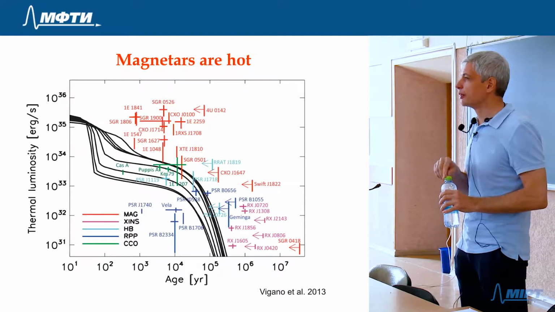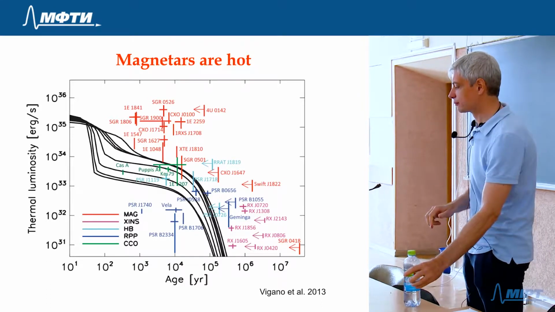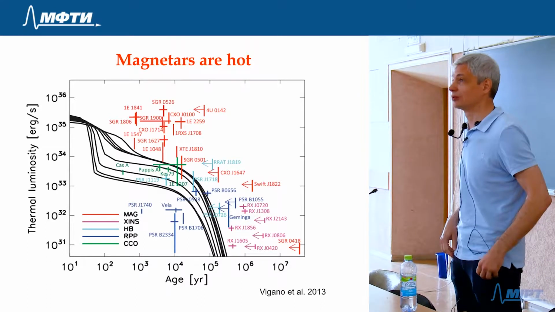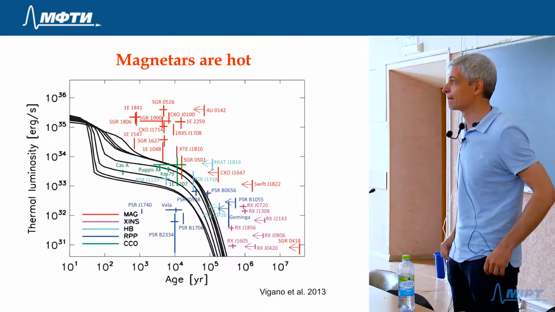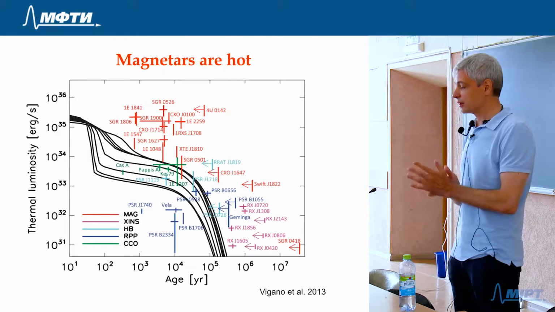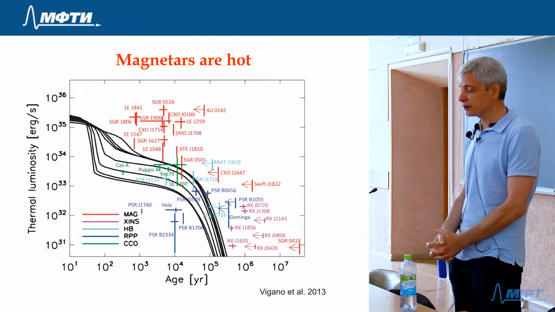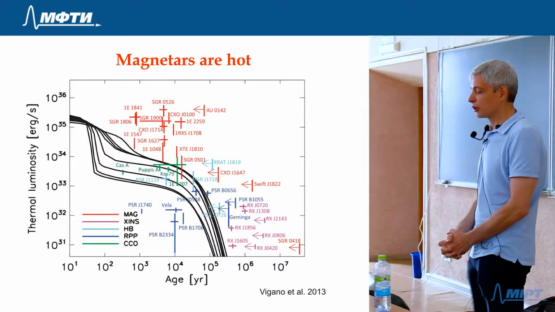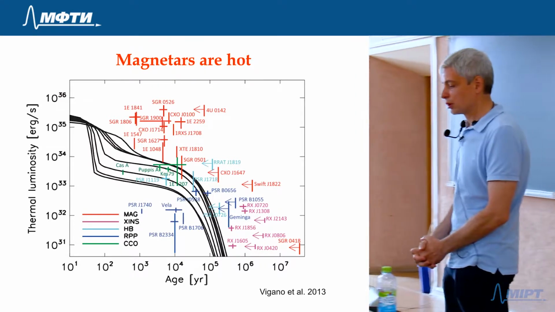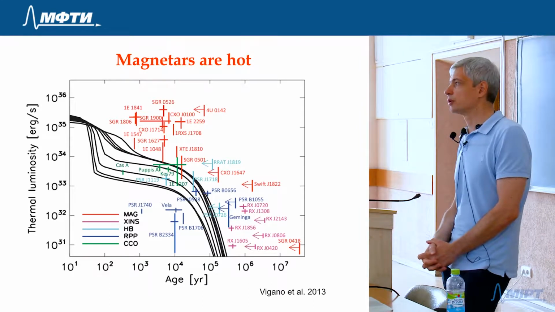So I think I stopped yesterday at this slide. So we're back to magnetars, okay? Neutron stars with ultra-strong magnetic fields. And so I showed this slide where you can see that magnetars are hot. Okay, so they have thermal luminosities exceeding 10^35 ergs per second, which is roughly 100 solar luminosities.